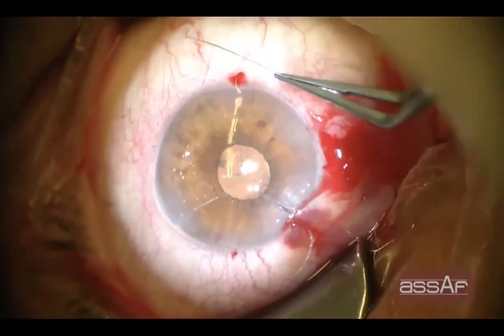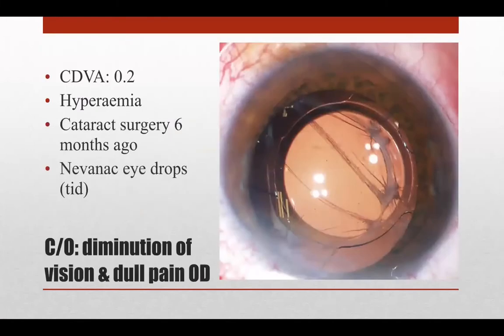So now let's move to case number 2. This is a case that has been referred to me. The patient had cataract surgery performed somewhere else, and the patient has been complaining for a few months of hyperemia after the cataract surgery. The patient was put on Nevanac eye drops ever since, 3 times per day, and is complaining of diminution of vision despite cataract surgery and continuous dull aching pain in the same eye.